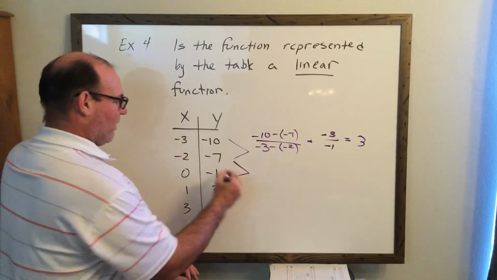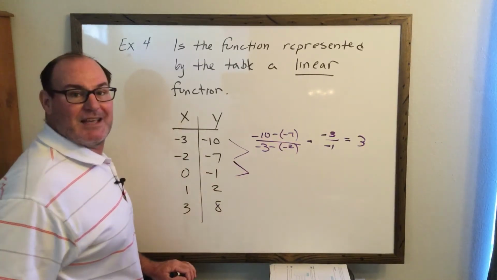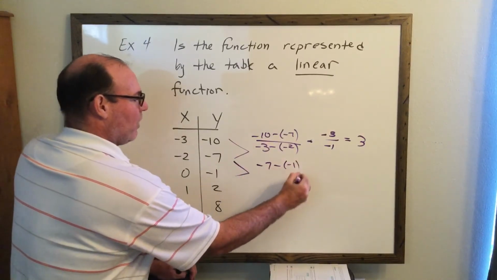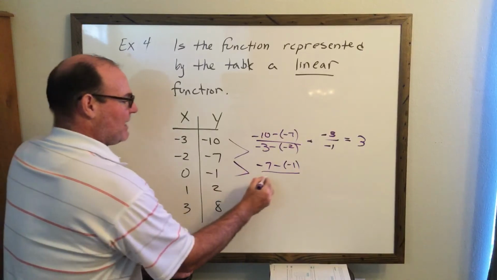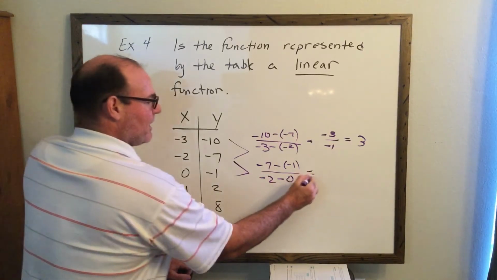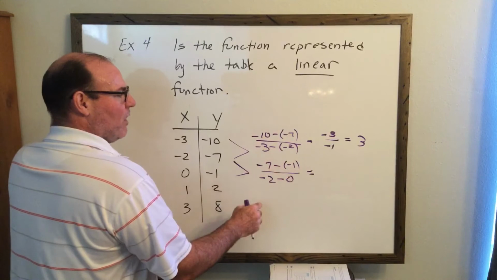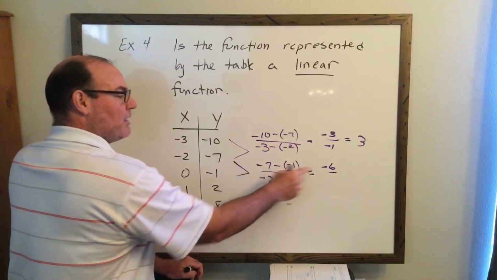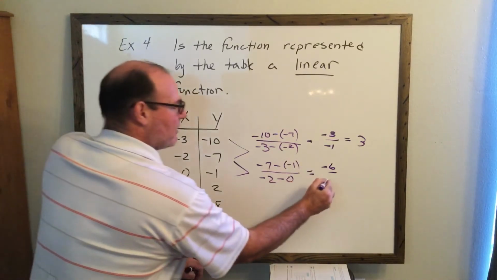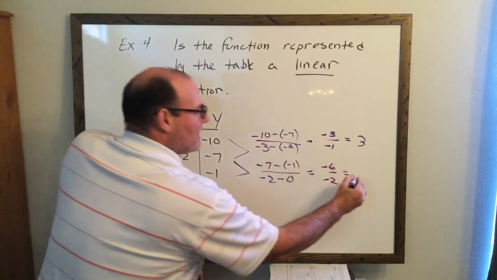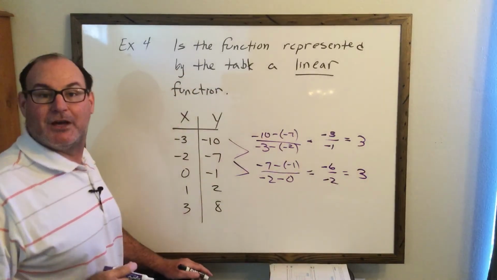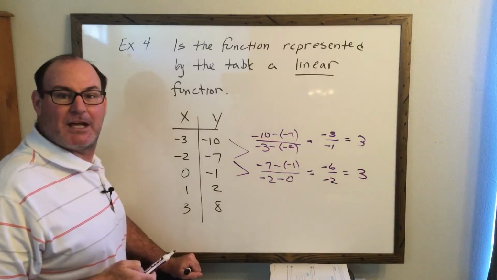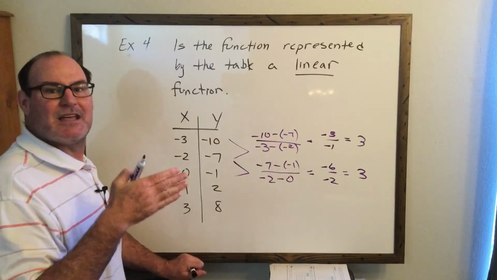So the next pair of points, I'm going to do the difference between the y's, the difference between the x's. So -7 minus -1, that's the y's, and then -2 minus 0. -7 minus -1, that's -7 plus 1, so -6. -2 minus 0 is -2. -6 divided by -2 is 3. So far, so good. The slope has not changed. That's what makes something a line. The rate of change stays the same.